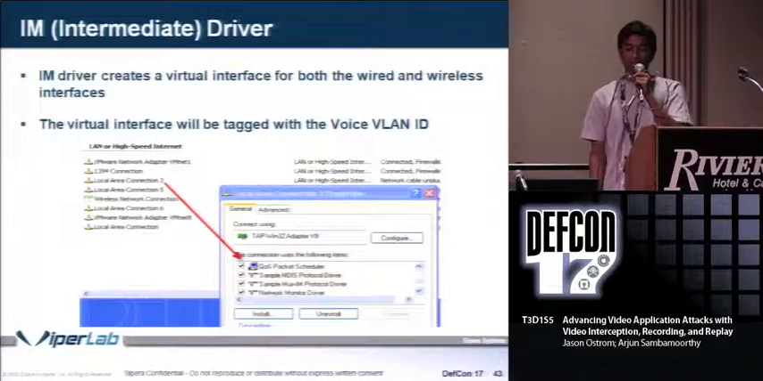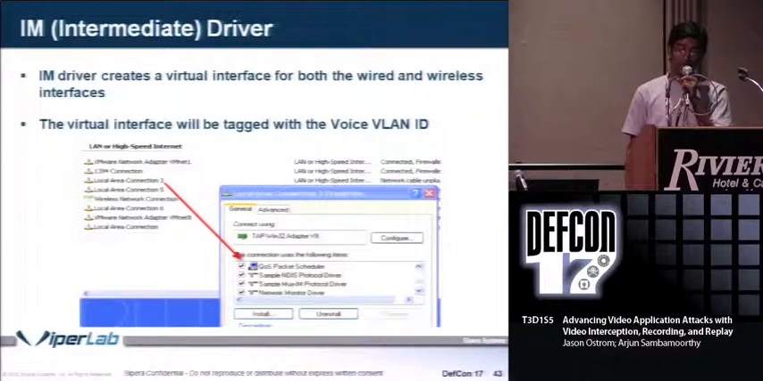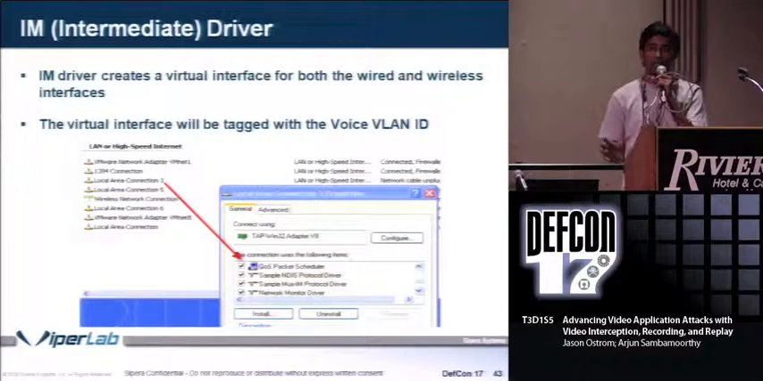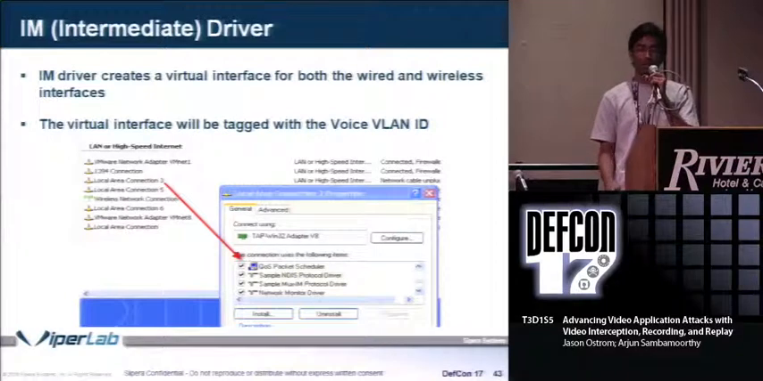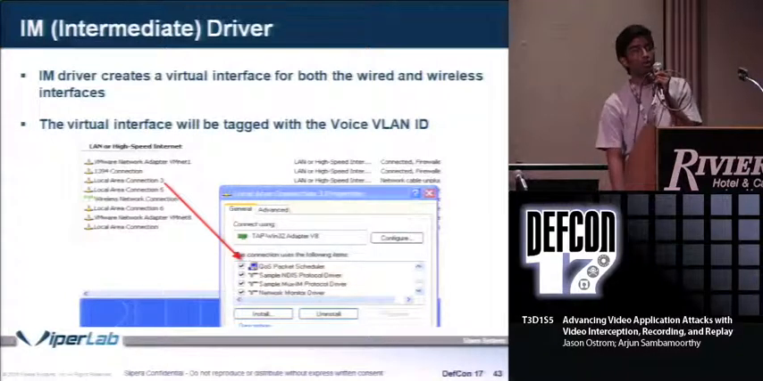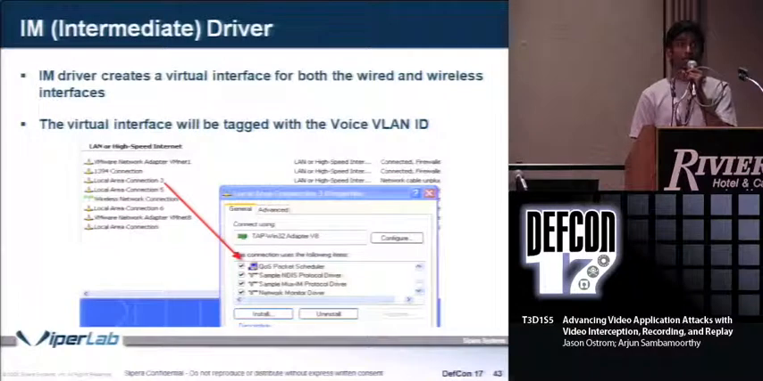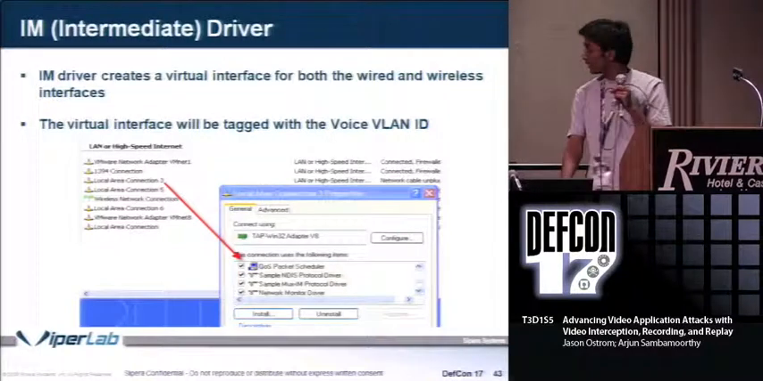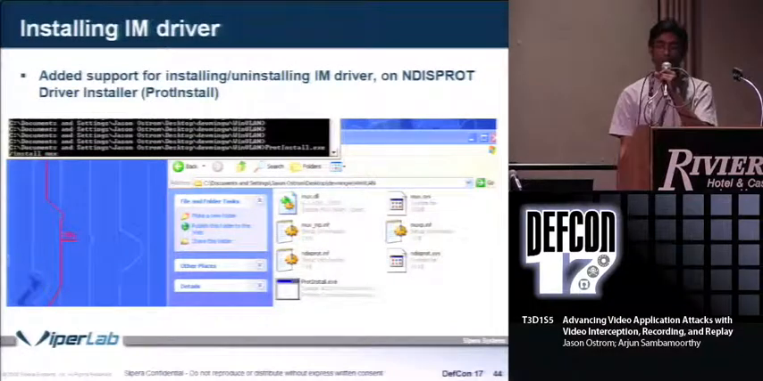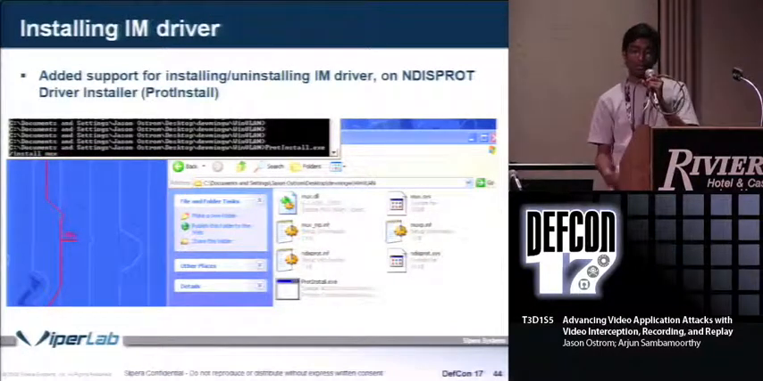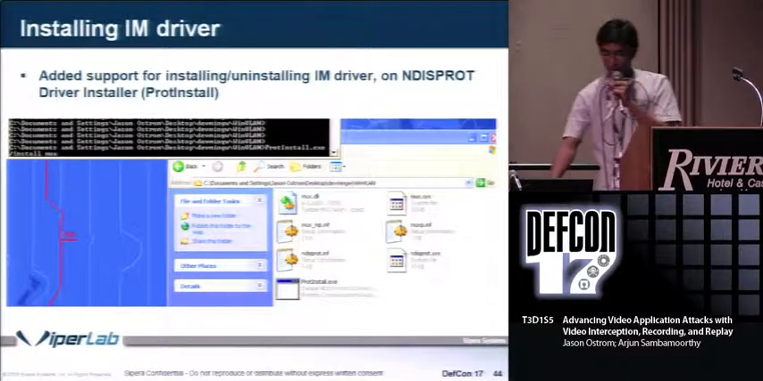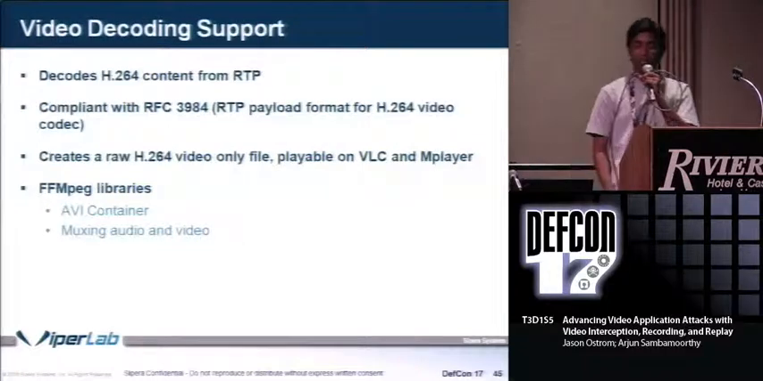The IM driver. What does the IM driver actually do? It creates the actual virtual interface for both the wired and the wireless connection. This virtual interface will be tagged with the voice VLAN ID, and the interface will be a part of the voice VLAN. Installing the IM driver: we added support for installing and uninstalling the IM driver to the open source ndisprot tool.